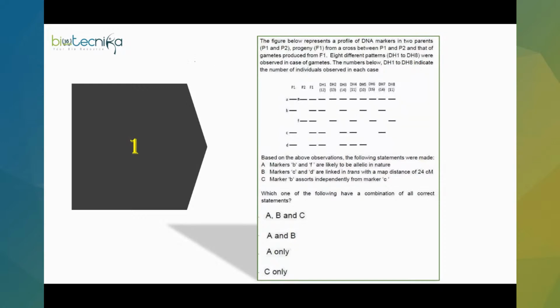So basically what it is saying is P1 and P2 are two parents. We are crossing them, we have got F1. Now this F1 is producing gametes, and we have got 8 different patterns of gametes. What pattern are we looking at here? We are not looking for genotype. We are not looking for phenotype. Definitely a gamete cannot have a phenotype. But in these gametes we are looking for the pattern of DNA markers.